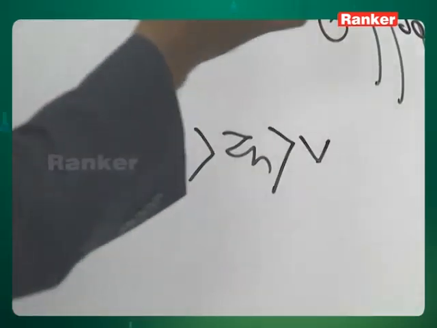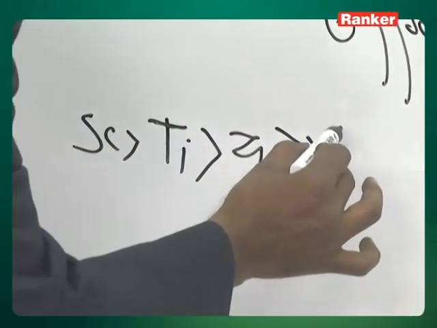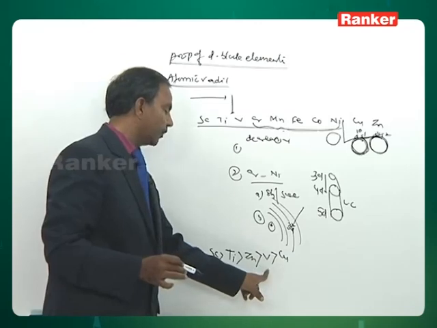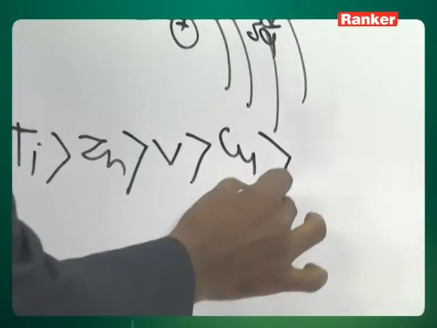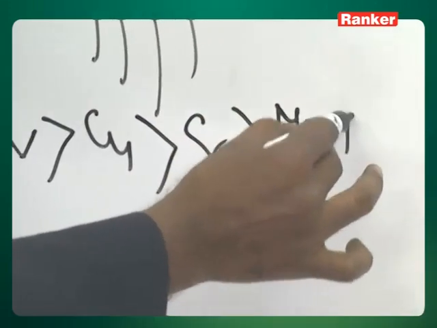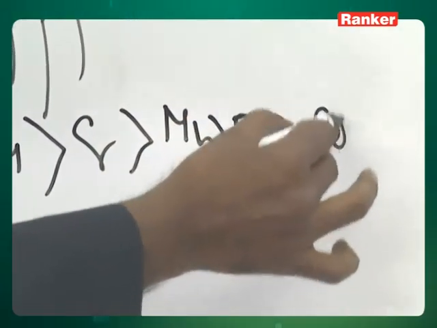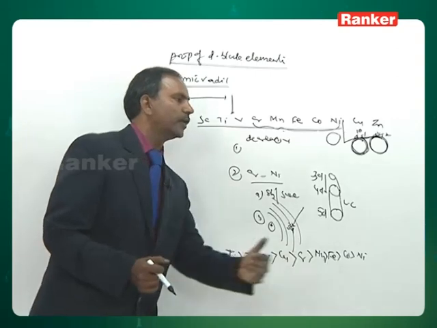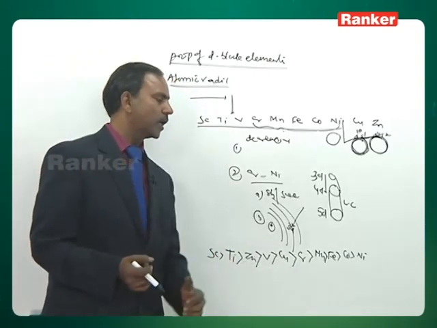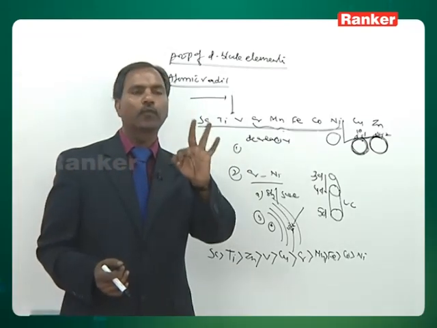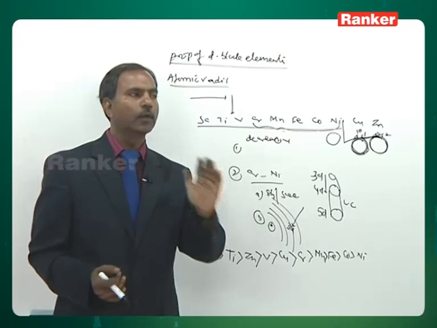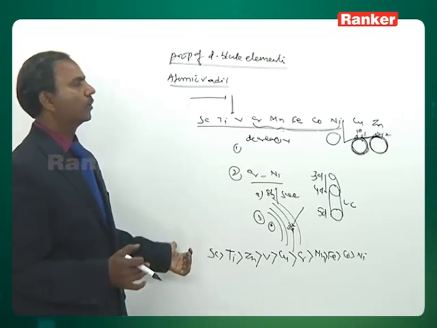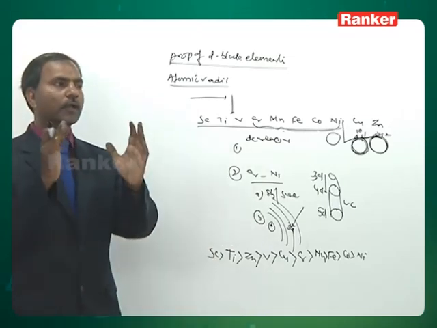After zinc, you get vanadium. After vanadium, you get copper. So scandium is bigger than titanium, titanium is bigger than zinc, zinc is bigger than vanadium, vanadium is bigger than copper, and the remaining follow the common trend: chromium, manganese, iron, cobalt, nickel. This is the decreasing order of atomic size of the 3D series of elements. Try to remember the entire series, so that in the examination, when they give only 4 or 5 elements and ask you to arrange them in increasing or decreasing order, you can easily make it out.